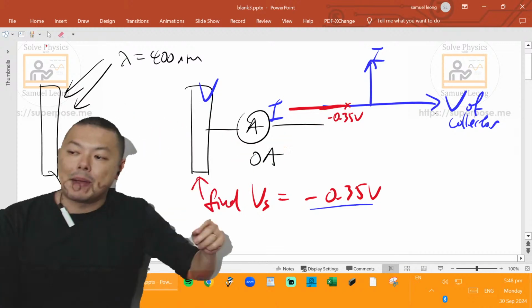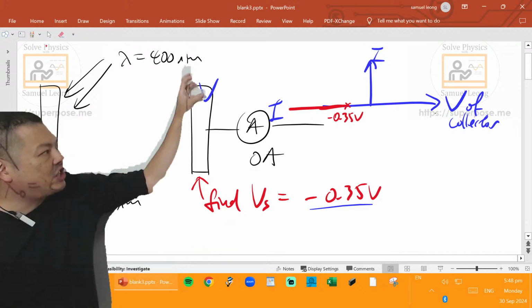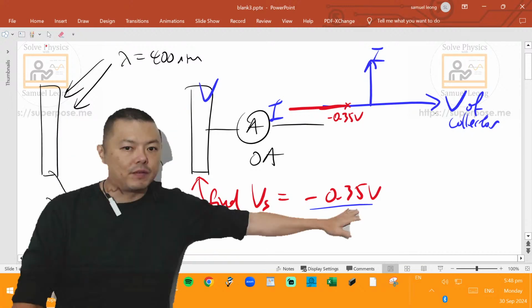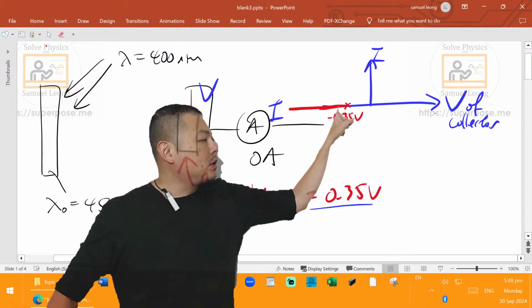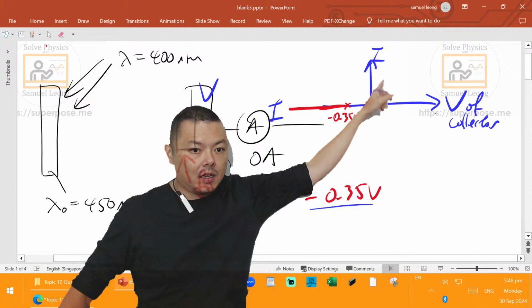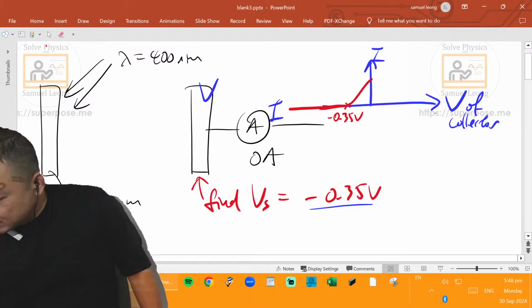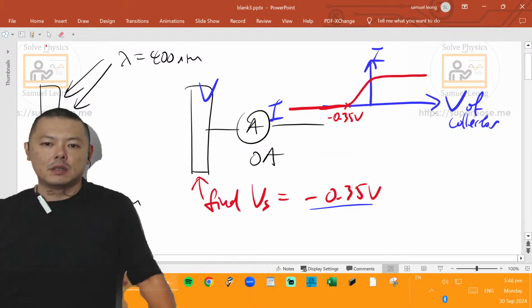So what happens when I make it less? What happens if I adjust this voltage to be less than negative 0.35, let's say negative 0.28, for example? Then what will happen to this graph? The graph will start rising, and the general shape looks like this. Right, that's the shape of the graph.